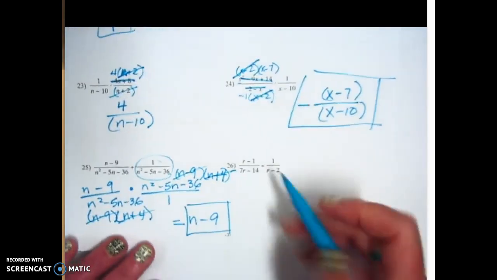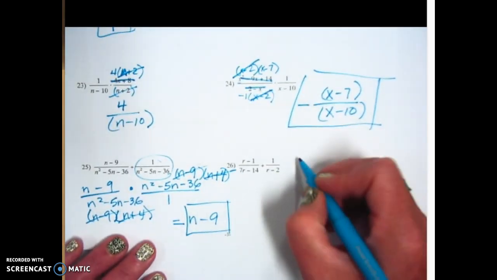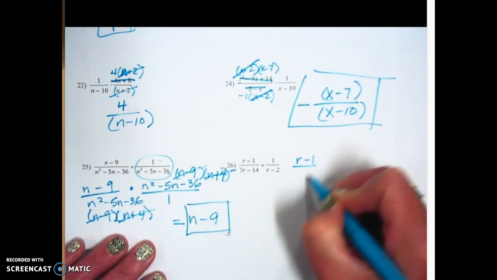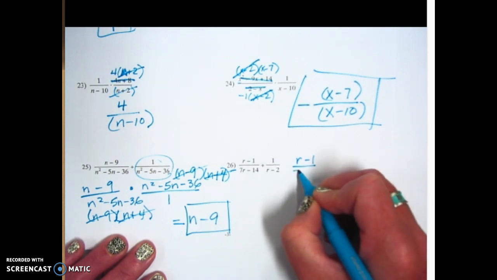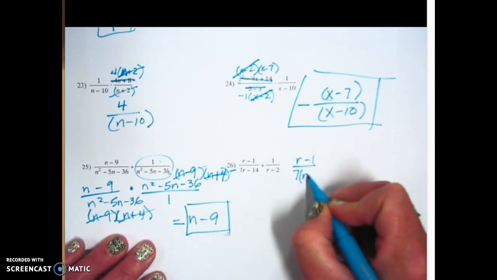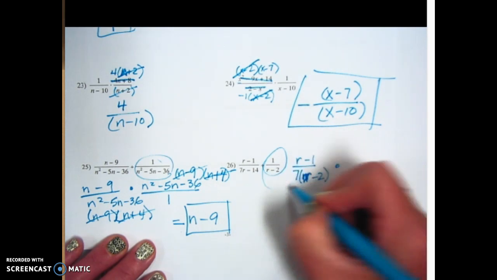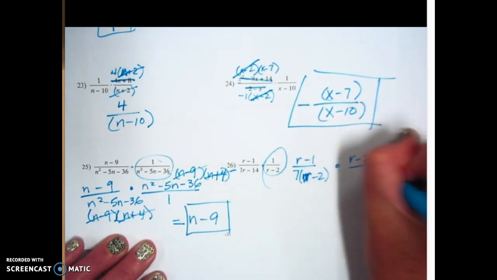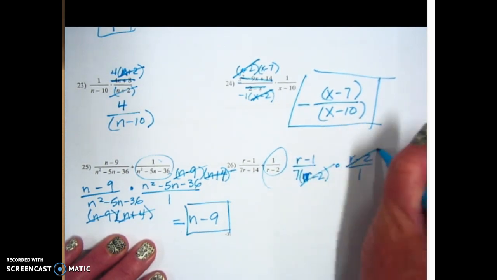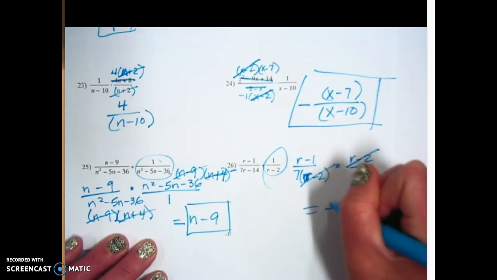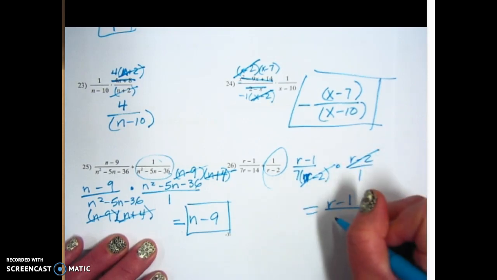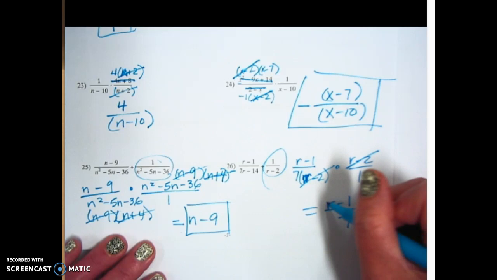All right. Number 26. So we're going to invert and multiply. So leave the first rational expression alone, except where I can pull out a 7 there. So it's r minus 2. And then flip this one. So r minus 2 over 1. So obviously the r minus 2's cancel, and all we're left with is the r minus 1 in the numerator and the 7 in the denominator.